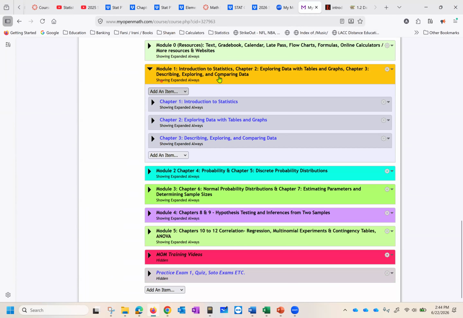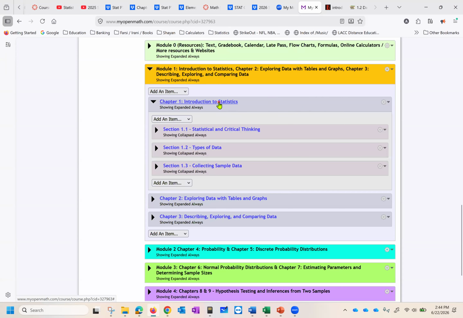Okay, so under module 1, you see the 3 chapters. So again, the first thing we want is chapter 1. So never mind the rest of it. Expand it. When we do that, we see section 1.1, 1.2, 1.3. So we are concerned with the first section for now, nothing else.